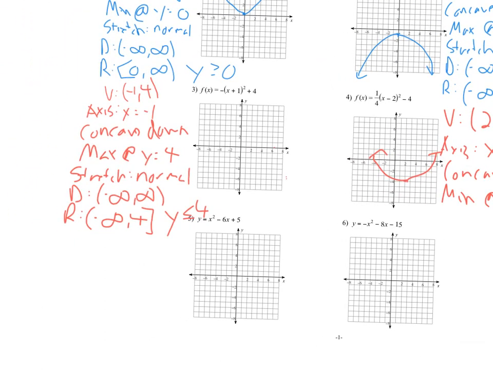Number 3, I forgot to plot for you. So -1, 4. And it goes down.